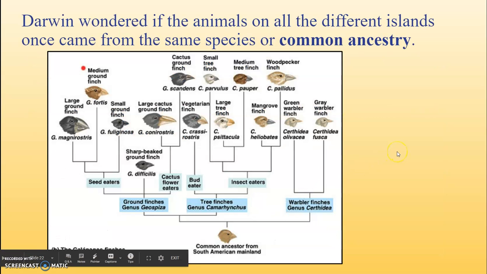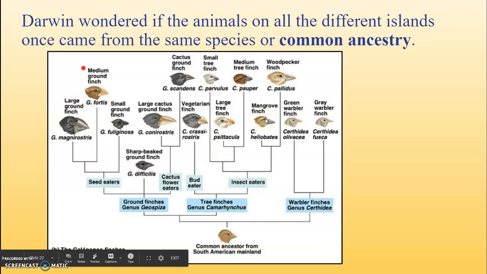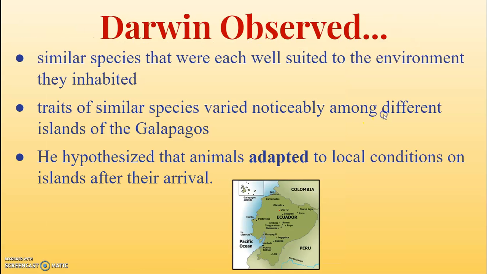He wondered if the animals on all the different islands once came from the same species or common ancestry. And so he's trying to say, hey, did all of these finches come from one original finch and over time they ended up with different beaks? Or were they all just individual species to begin with? And so he noticed that similar species were each well suited to the environment that they inhabited. The traits of the similar species varied noticeably among different islands of the Galapagos, and he hypothesized that the animals ended up adapting to those local conditions on the islands after their arrival.